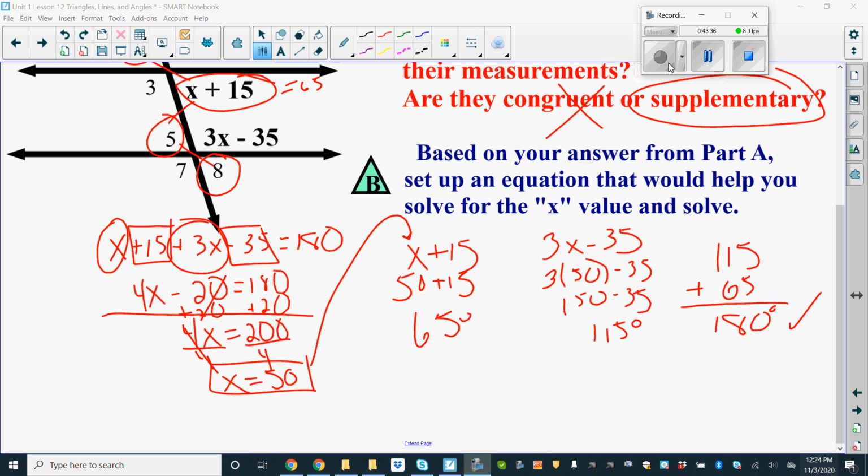Okay, so here, when you solve the equation, you should have added x and 3x, got 4x minus 20. You subtract 20 on both sides, and you'll have 4x equals 200. Then you divide by 4, and you get x equals 50. Then you substitute it into the first expression, x plus 15. You get 50 plus 15 is 65 degrees. And to get the other angle, you take 3x minus 35. You substitute 50 in for x. And you get 150 minus 35 equals 115. And to do your check, 115 plus 65 is 180.